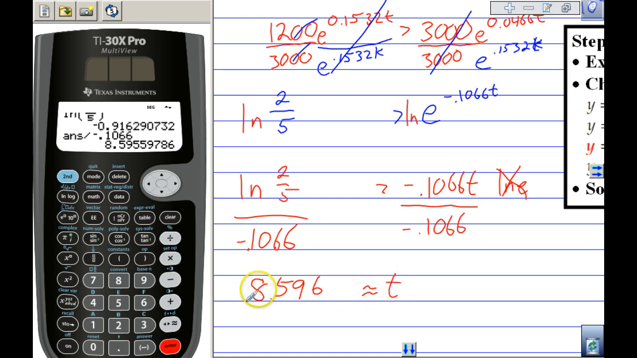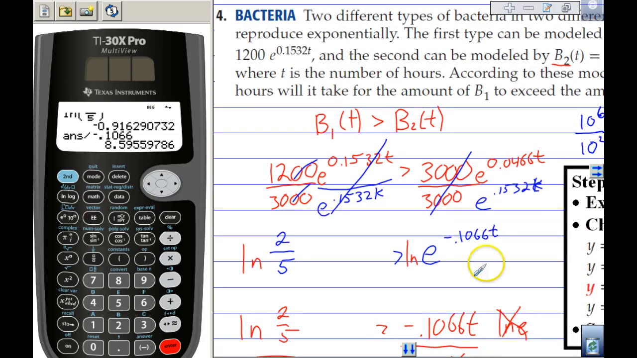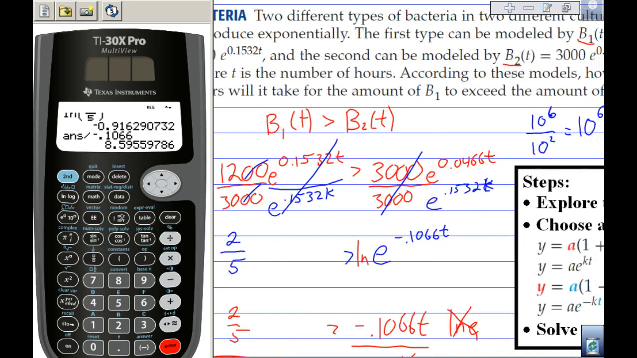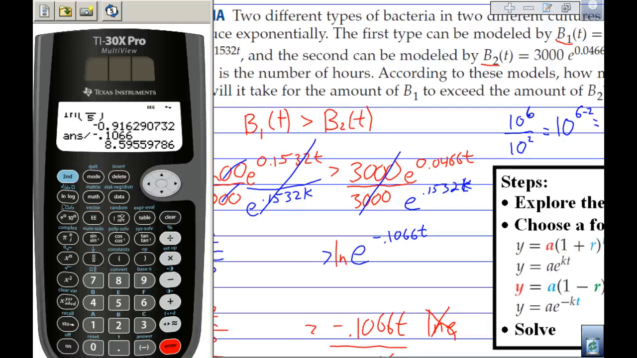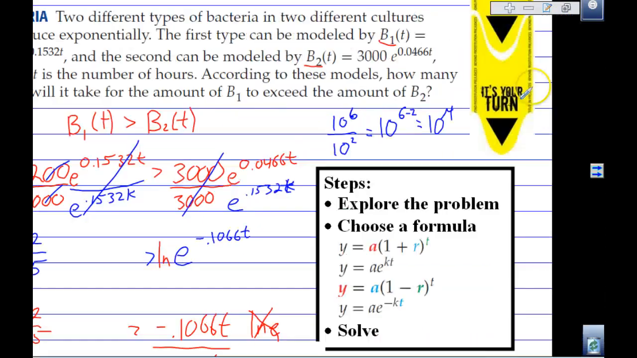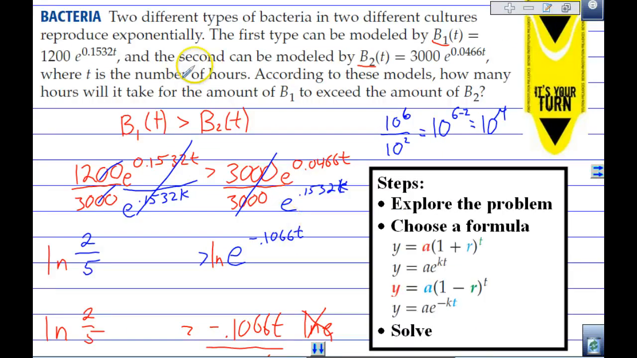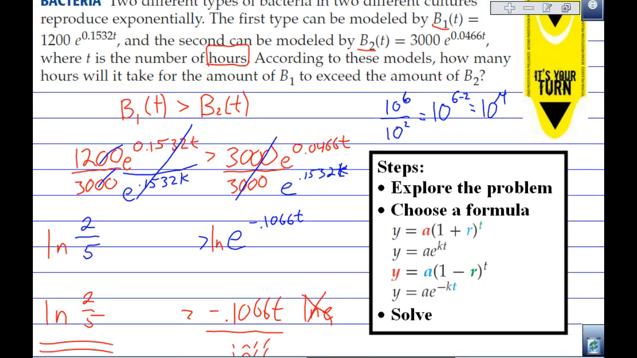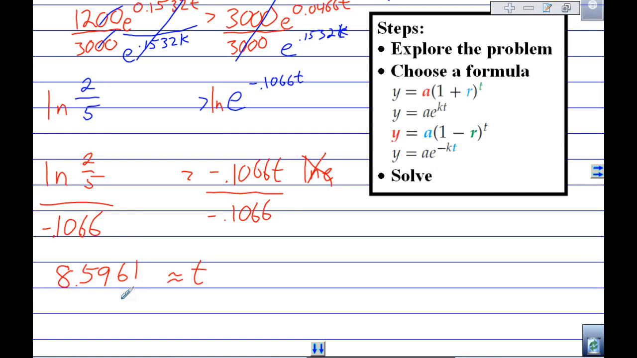So about a little over 8.5 years. Oh, 8.5 hours, sorry. I look at the units of the question, so we're looking at hours. That makes a little more sense, too. It's a long time to grow bacteria.